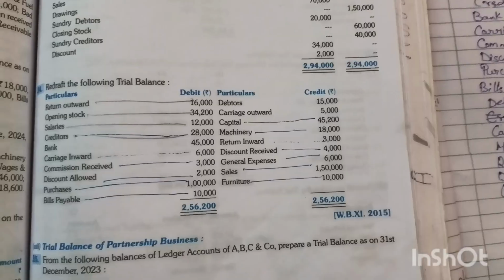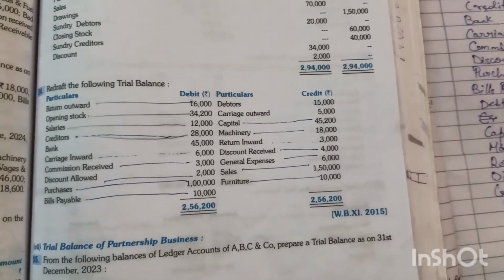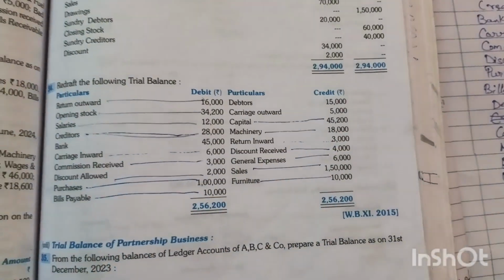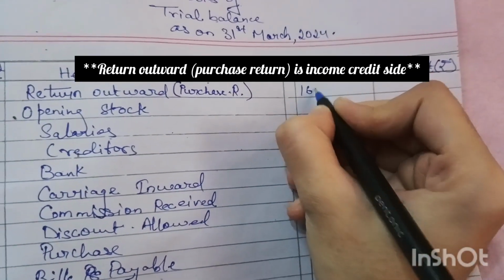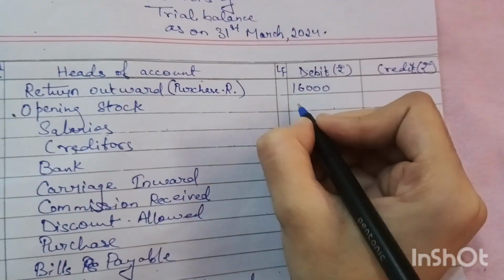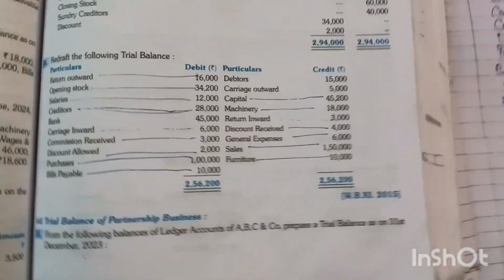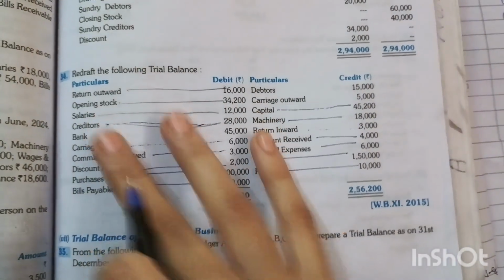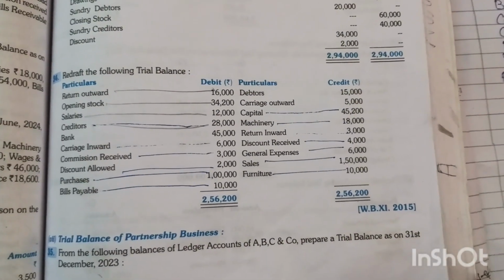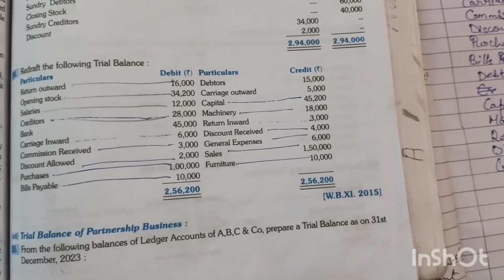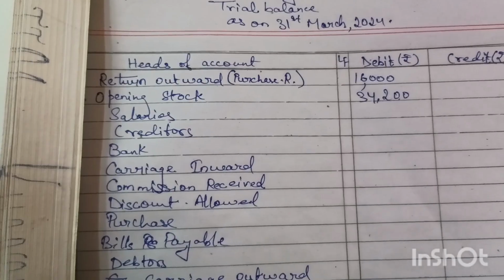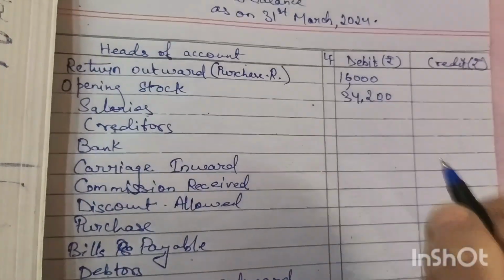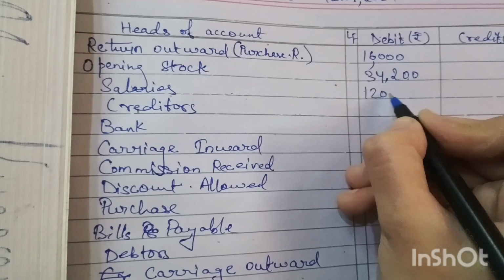This is the question. Return outward means purchase return. Amount is 16,000. Sorry. And the second one is opening stock, 30,000. Opening stock is our asset, so this will go on the debit side. 34,200. Salary is our expense, 12,000.